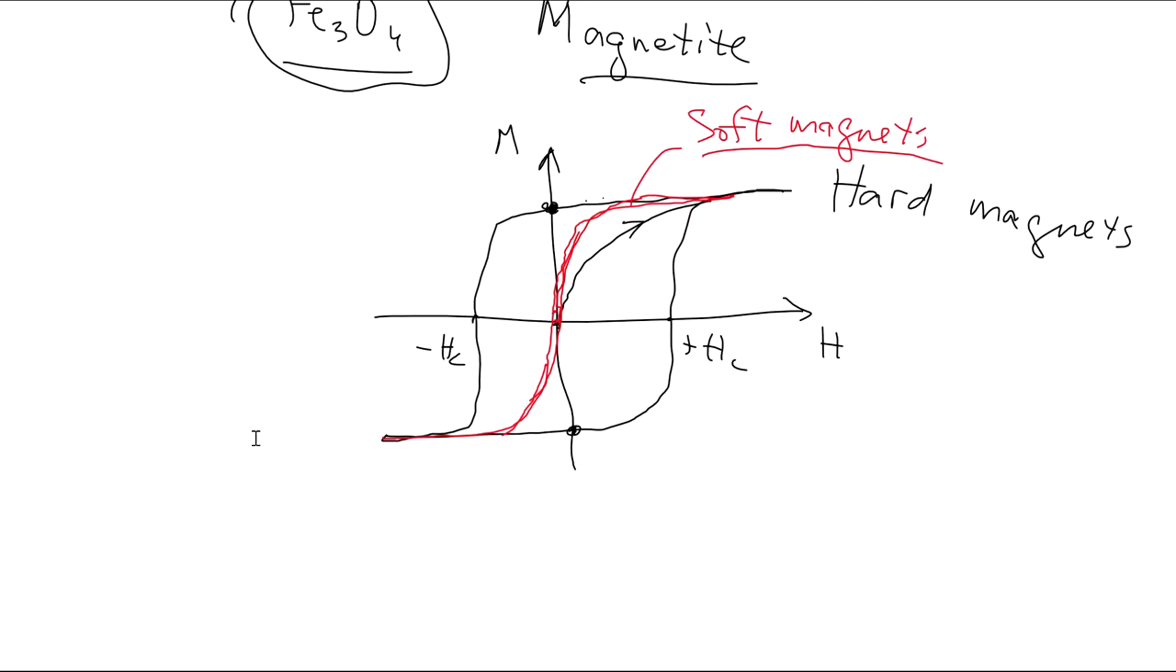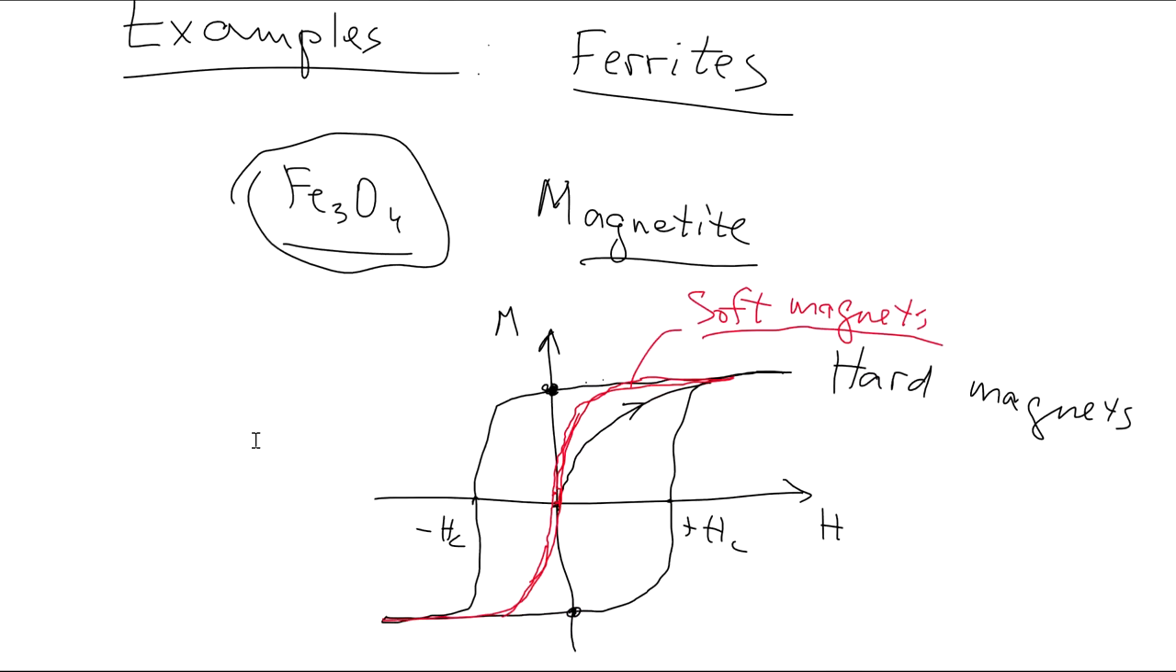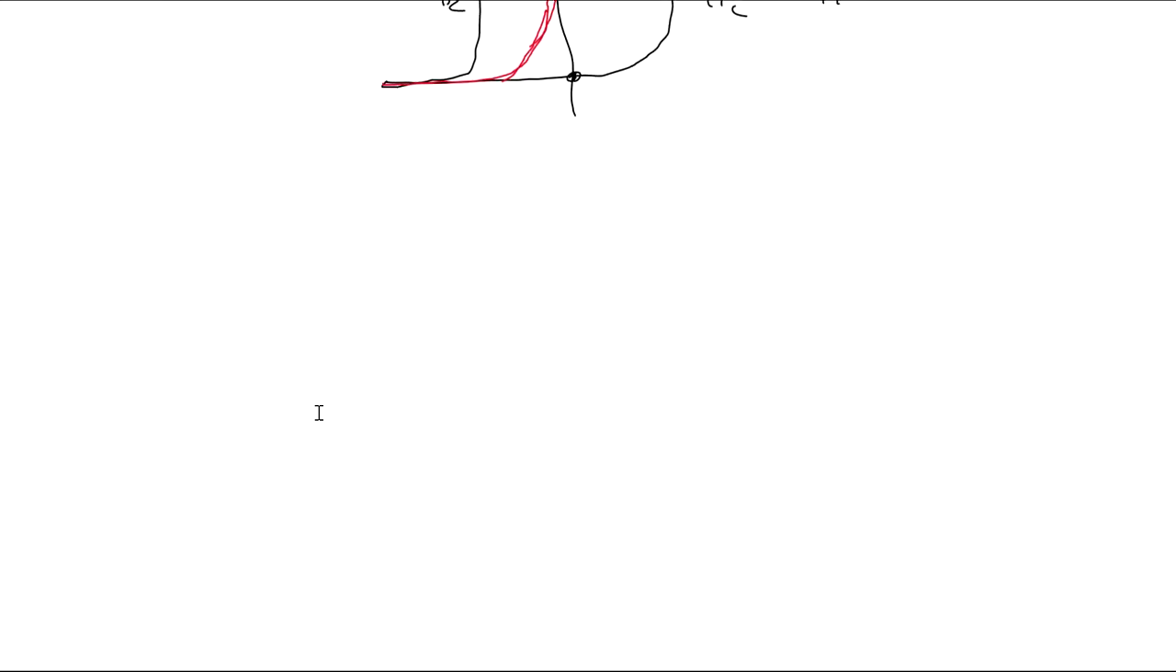Okay, so if you take ferrimagnets, then you will see that you can engineer a ferrimagnet in a way that it can be either a soft magnet or a hard magnet. Basically, by engineering the different compositions of these materials, you would mix sublattices A and B and define how they would interact with each other.